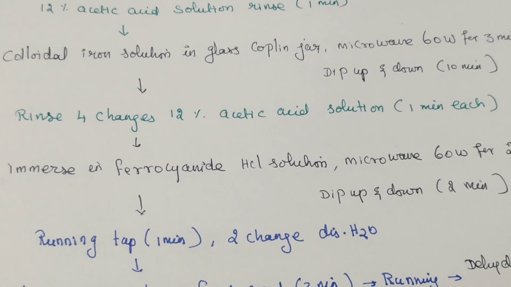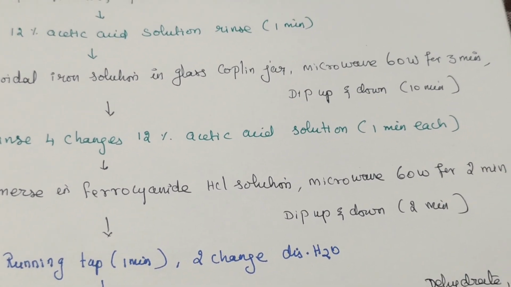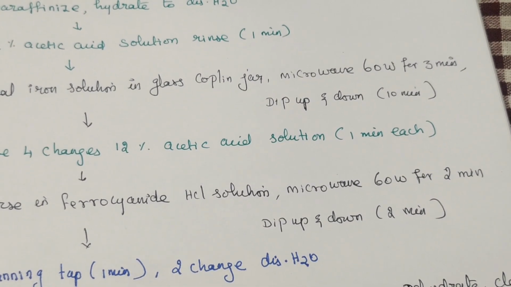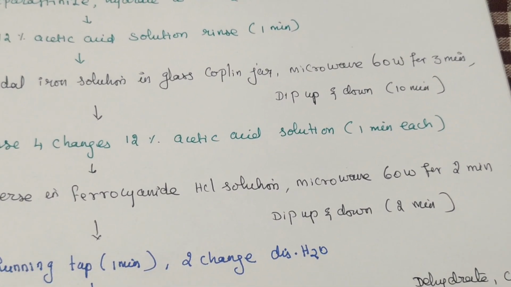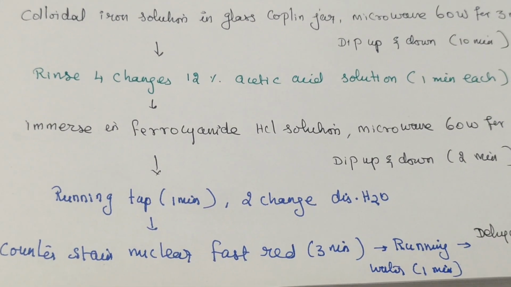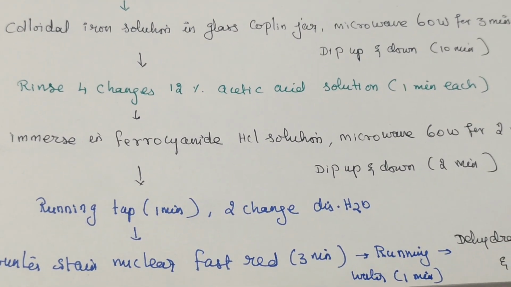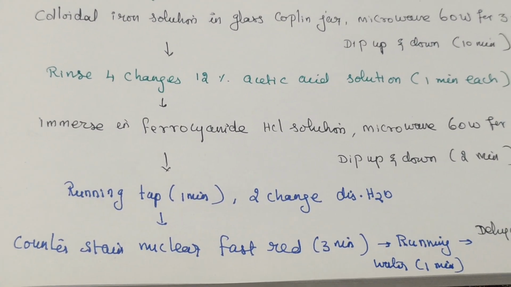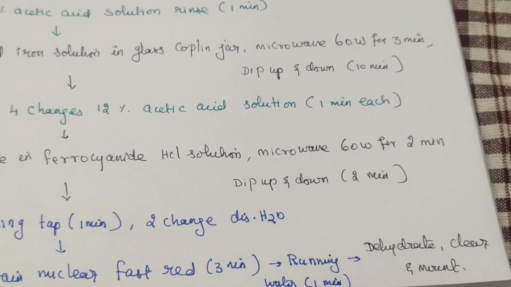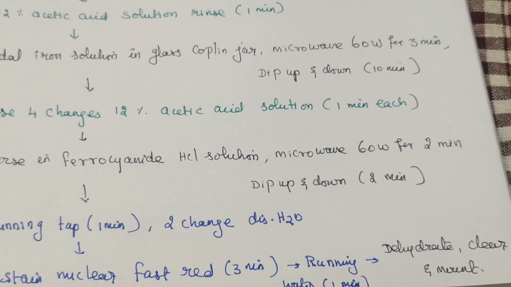Then immerse in ferrocyanide HCl solution, microwave at 60 volts for 2 minutes, tip up and down for 2 minutes. Then running tap water for 1 minute, 2 changes of distilled water, counterstain with nuclear fast red for 3 minutes, running water, then dehydrate, clear and mount.